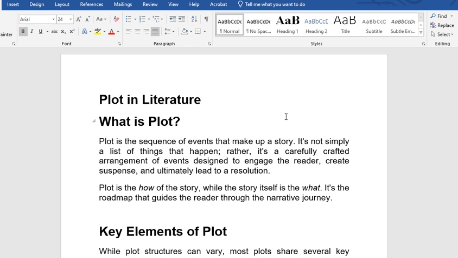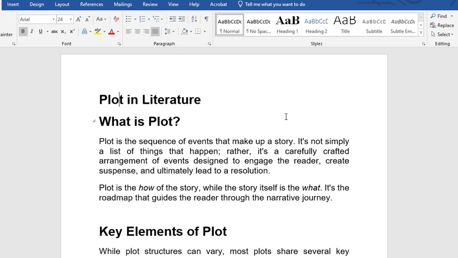Plot in literature. What is plot? Plot is the sequence of events that make up a story. It's not simply a list of things that happen. Rather, it's a carefully crafted arrangement of events designed to engage the reader, create suspense, and ultimately lead to a resolution. What we are saying here is that we don't just arrange events and call it a plot.